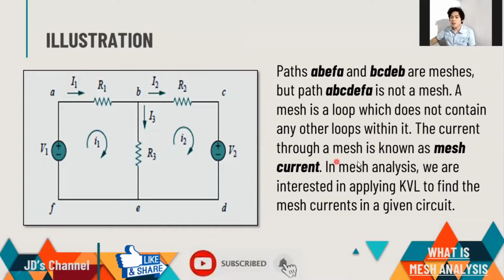The current through the mesh is known as the mesh current. If you remember in our Kirchhoff, these are our branch currents, the ones passing through each branch. And this is our loop current, or mesh current. In mesh analysis, we are interested in applying KVL to find the mesh current in a given circuit. So we will use KVL here.